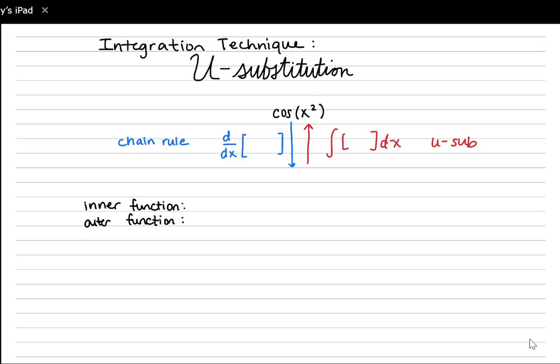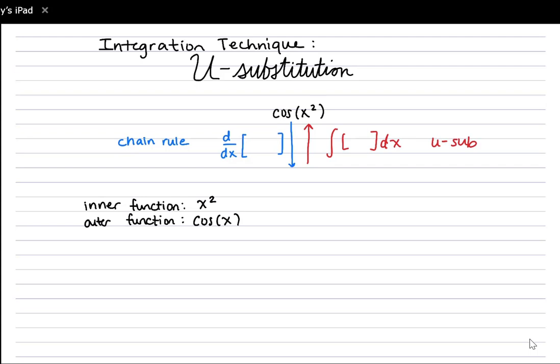So if we go back to the concept of taking a derivative of a function such as cosine of x squared, we notice that what is unique about this function is that it has an inner function of x squared and an outer function of cosine of x. You see how we have a composition of functions, where our inner function, x squared, is inside and our outer function, cosine of x, is visually on the outside.